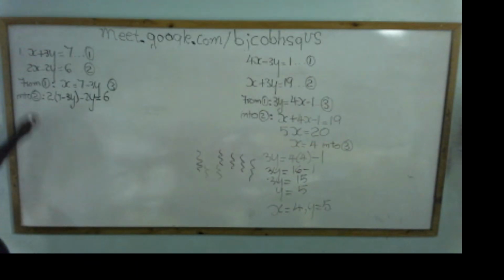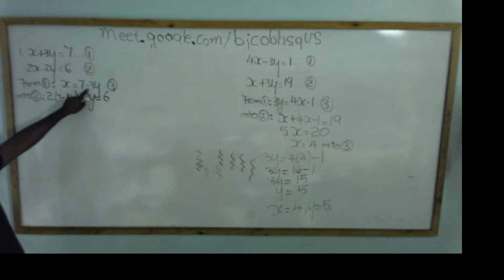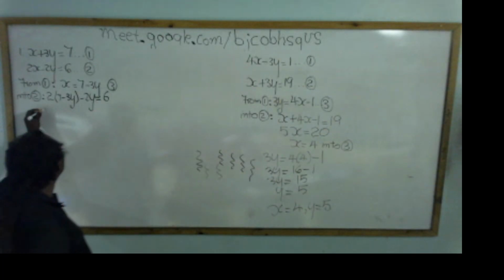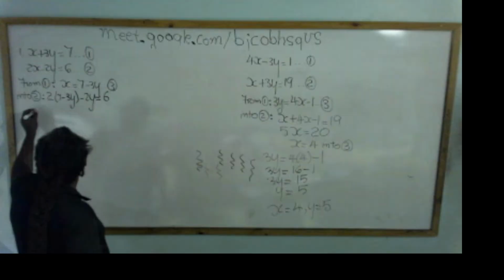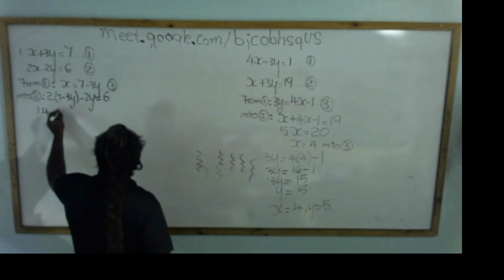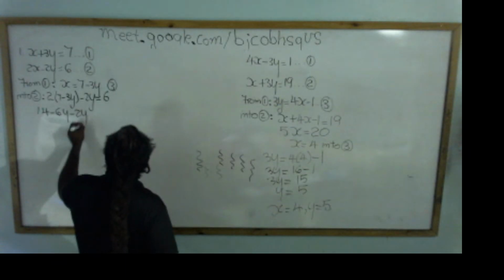So x is 7 minus 3y. We established that from that equation. Then 2 times x, so 2 times 7 minus 3y minus 2y is equal to 6. We have one equation in one unknown, and let us go straight ahead. So what do we say? We have 2 times 7, so we have 14 minus 2 times 3, so we have 6y minus 2y is equal to 6.